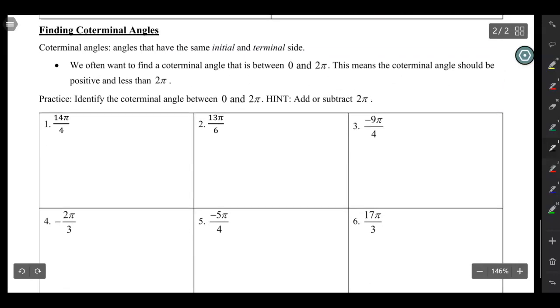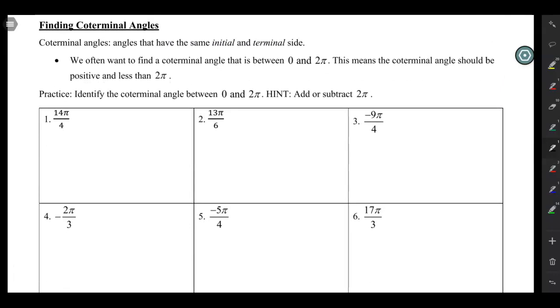Okay, let's talk about finding some coterminal angles. Just a reminder that coterminal angles have the same initial and the same terminal side, which means that they start and stop in the same spot.